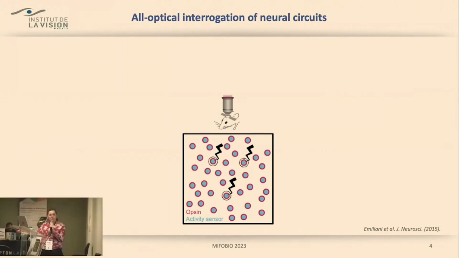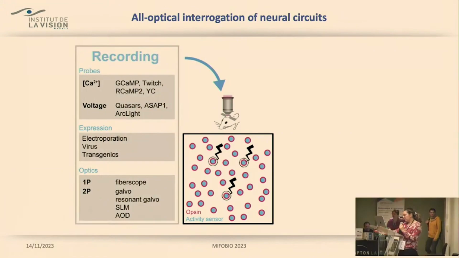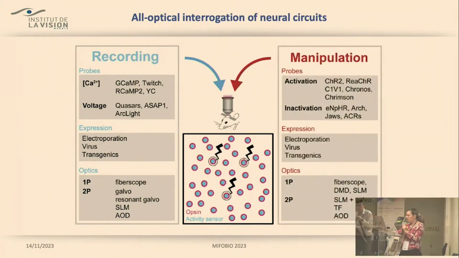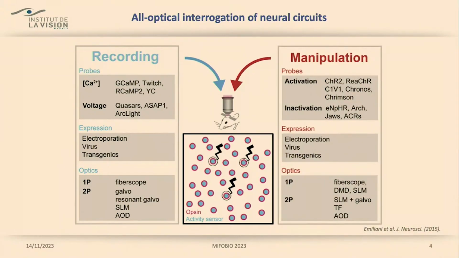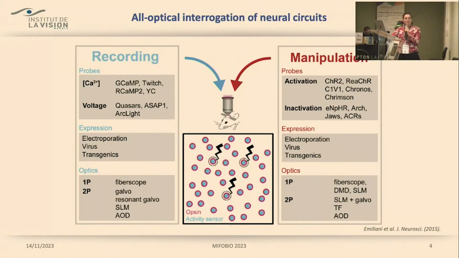So nowadays we have the ways to express in our neurons fluorescent molecules for recording their activity, and also probes that help us to manipulate the neuronal activity, so to induce or to inhibit neurons. And this is what we call the domain of all-optical interrogation of neural circuits. And this is where the need for new optical methods that would enable to specifically control those tools became useful.